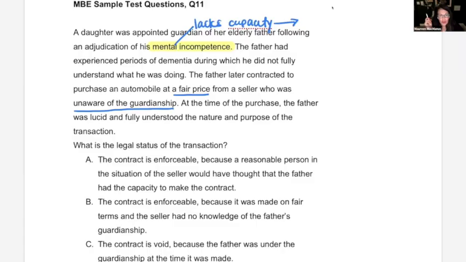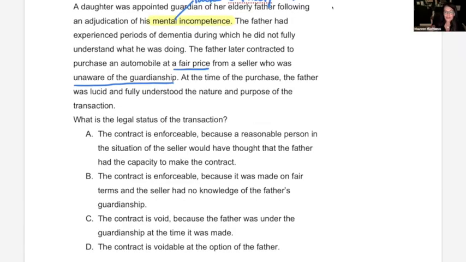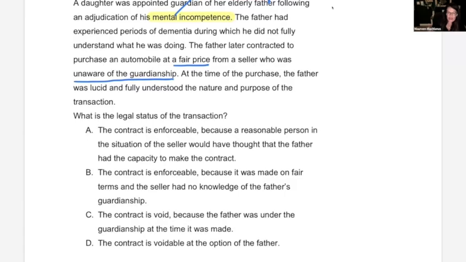Maybe he's buying his fifth car. We don't know that, but don't add facts to the fact pattern. You can't add facts to the fact pattern. Okay, so what's the legal status of the transaction? It's void, which is so tough to grapple with. I hate this question because it's just awful.